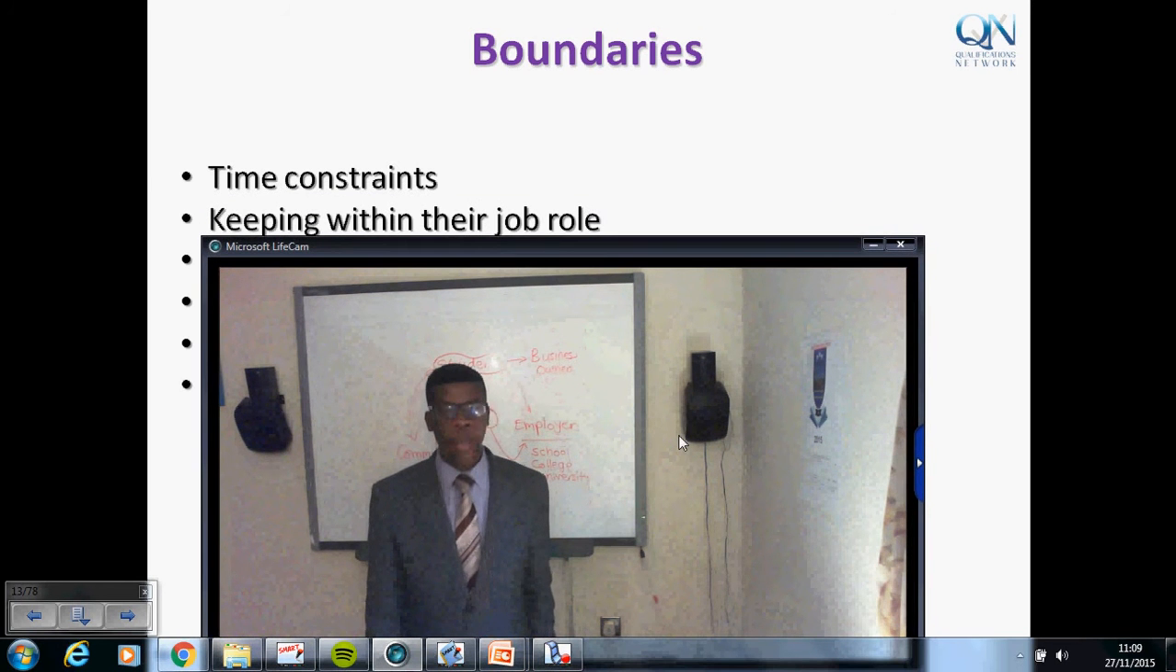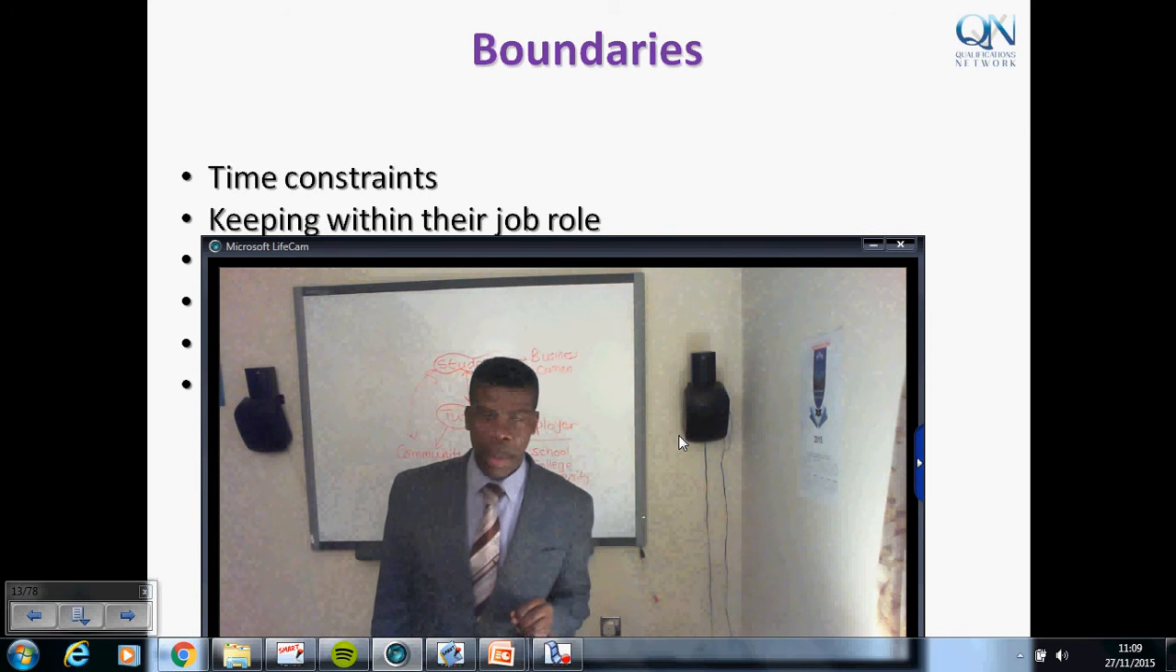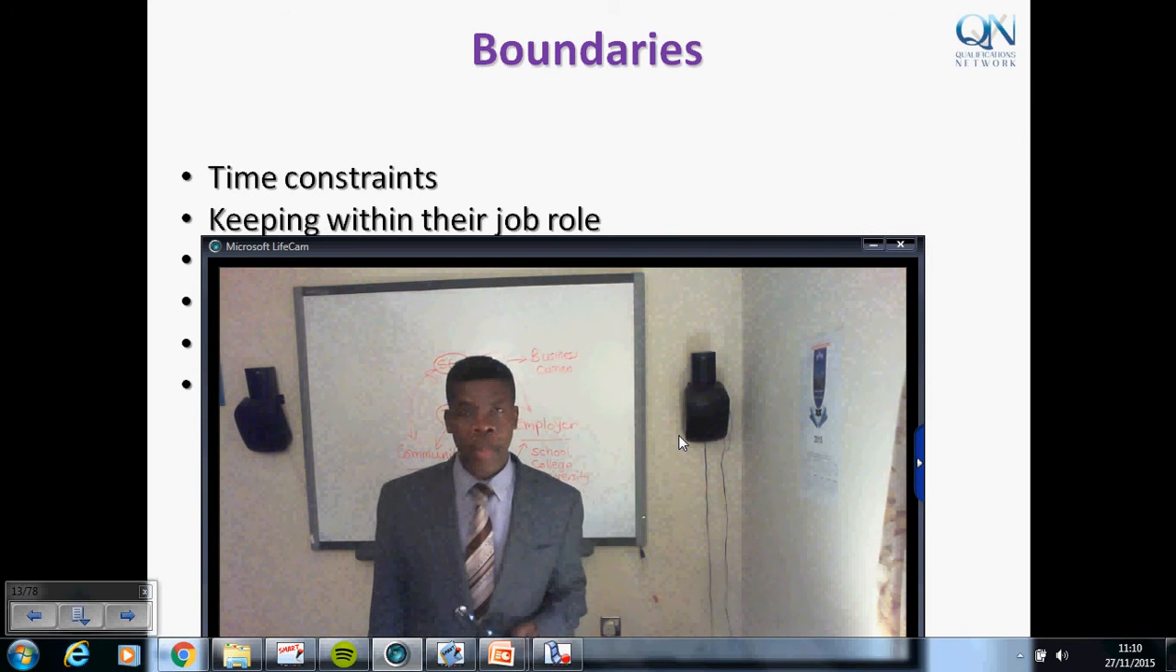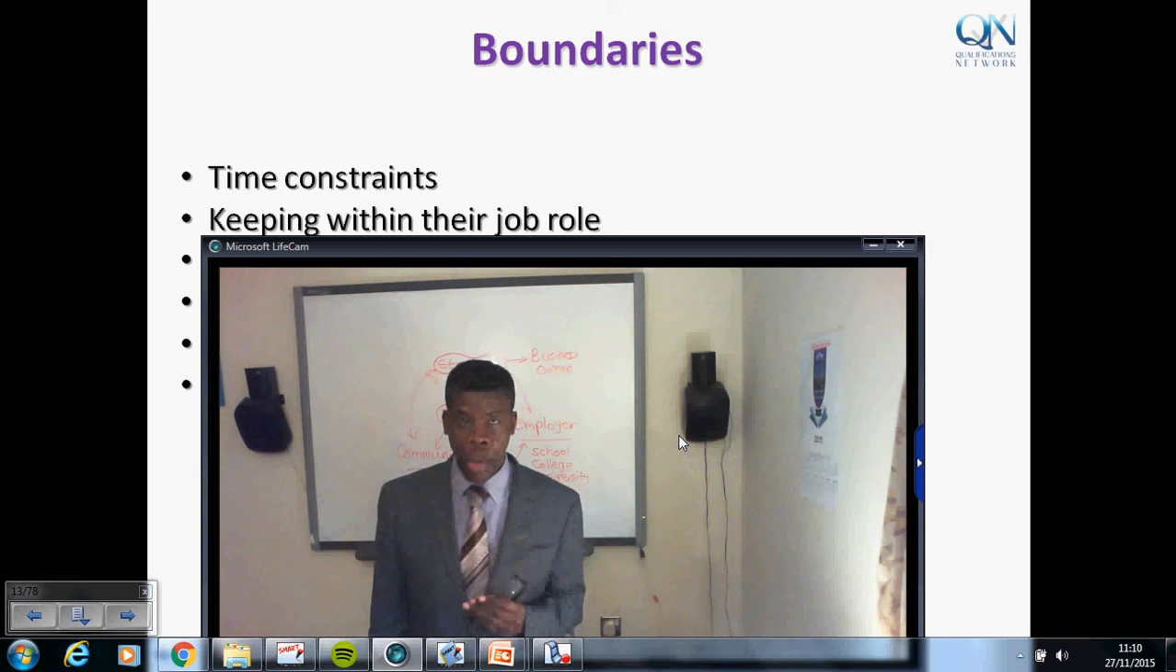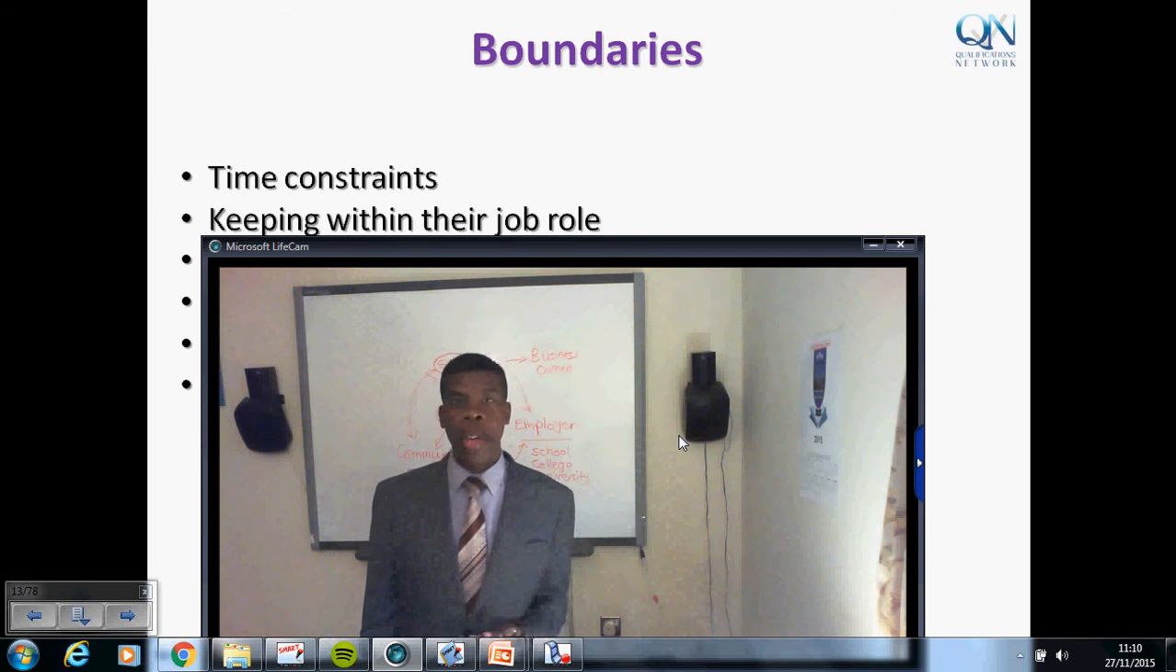The next boundary that you're going to look at is the following, which is keeping within your job role. What is the role of a teacher? In one of the units or some earlier topics we did, we looked at the roles and responsibilities of a teacher. You are supposed to stick to those roles. The primary role you have is delivering and giving knowledge in any setting that you are allowed by your institution or your employer. Or it could be a college, it could be a school, it could be a university, it could be a workplace where your role is to develop people there who are working.